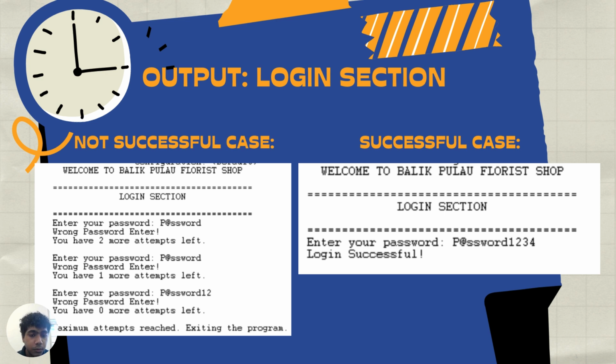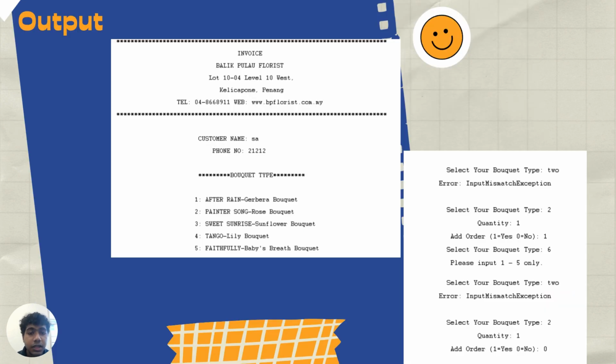Now onto our second output. In our second output, we have the invoice. That means it's asking the user to input their name and also their phone number. It seems kind of blurry, but over here, the customer input their name as SA and the phone number they put there is 21212. And it lets the user into the system.